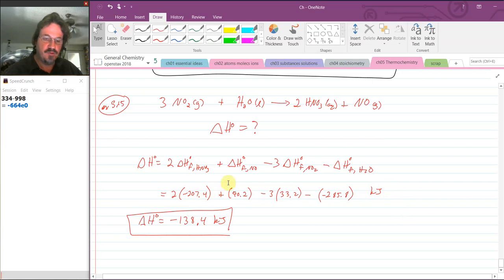Put that in. Use the same thing here. I've got delta H formation of nitrogen monoxide. Look that up. 90.2. Minus 3 for nitrogen dioxide. That was 33.2. Anyway, find all those values. Simply put them in and put it through the calculator. Turns out to be negative 138.4 kilojoules. And so as this reaction is written, NO2 gas plus water to give you HNO3 and NO, 138.4 kilojoules of energy is released. And again, that is for that reaction. So that would be negative 138.4 kilojoules per 3 moles of NO2, or per 1 mole of H2O, etc., etc.